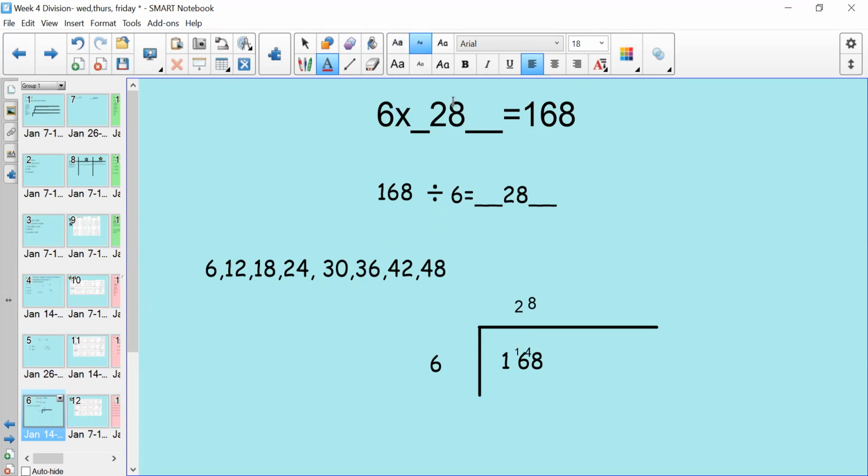So sometimes if you get a tricky sum like this, it's easier if you use your inverse knowledge and work it out. And we still will have to do a method. We'll still have to do a bus stop method or a multiplication method, but it's going to be a lot easier than counting in 6s all the way to 168.